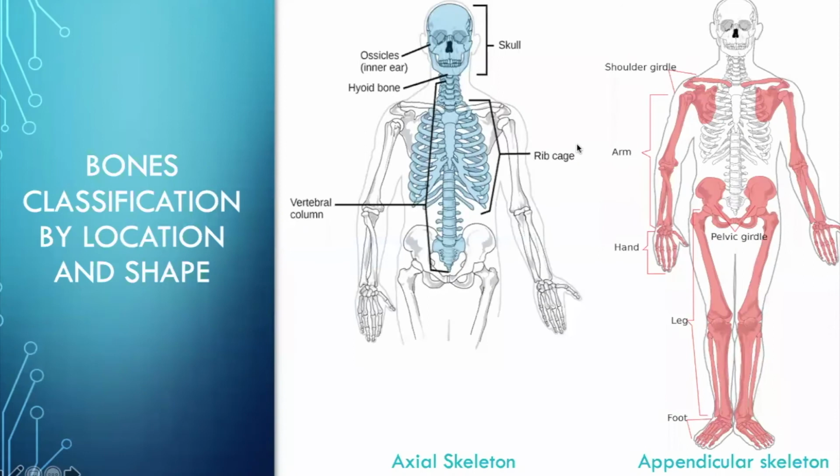Bones classification by location and shape. Bones are divided into two groups, axial and appendicular. The axial skeleton is the part of the skeleton that consists of the bones of the head and trunk of the vertebrate. The appendicular skeleton consists of the bones of the upper and lower limbs and the girdles that match the limbs to the axial skeleton.